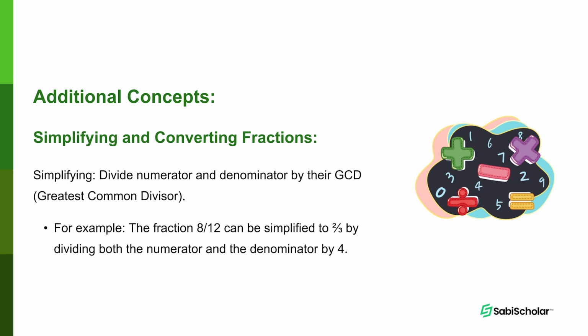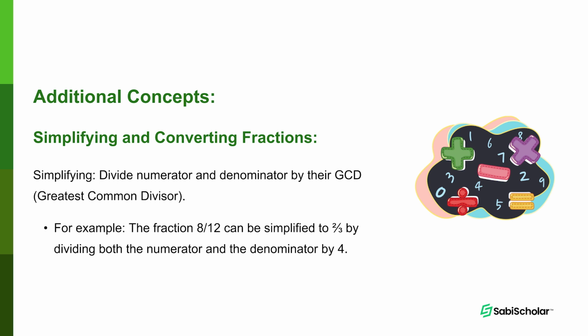For example, the fraction 8 over 12 can be simplified to 2 over 3 by dividing both the numerator and the denominator by 4. That is the GCD of 8 and 12. If you look at 8 over 12, the greatest number that can divide both 8 and 12 is 4. 2 can divide both of them, so can 4. 6 can divide 12, but it can't divide 8. So 4 is their GCD.